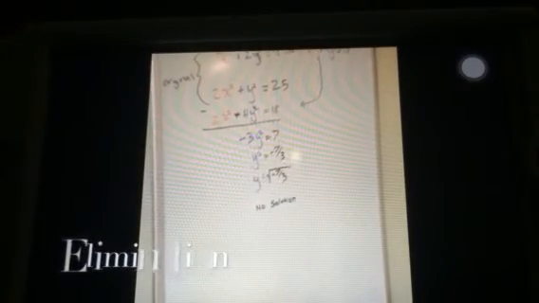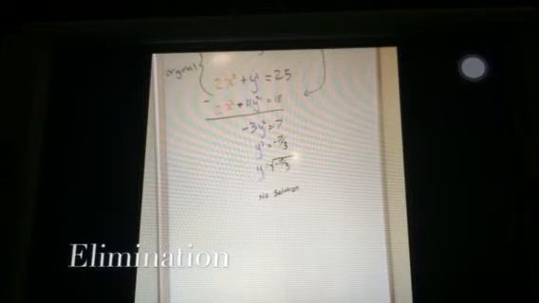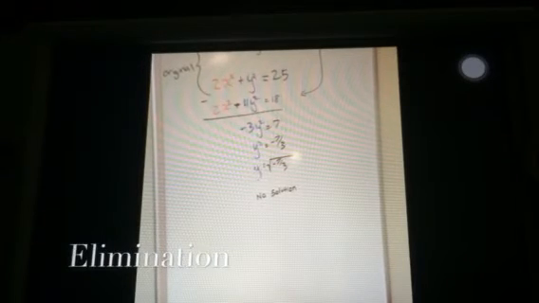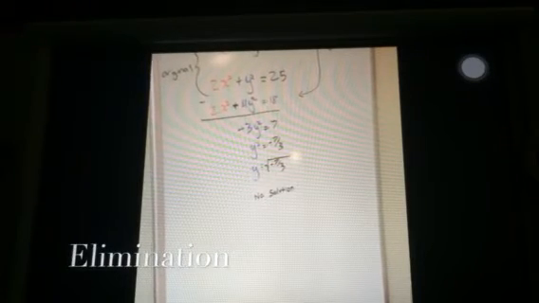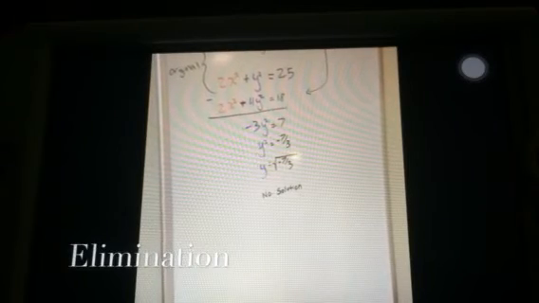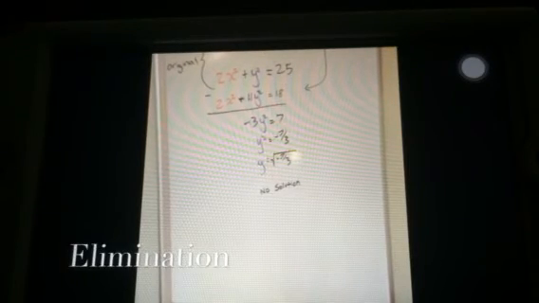The second method of solving a system is by elimination. This is done by adding or subtracting the two equations to then make solving easier by canceling out certain values and variables.